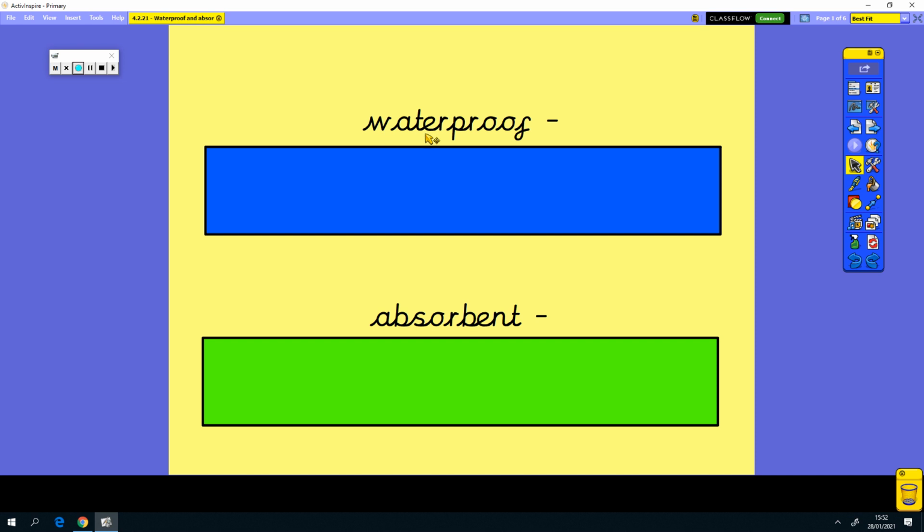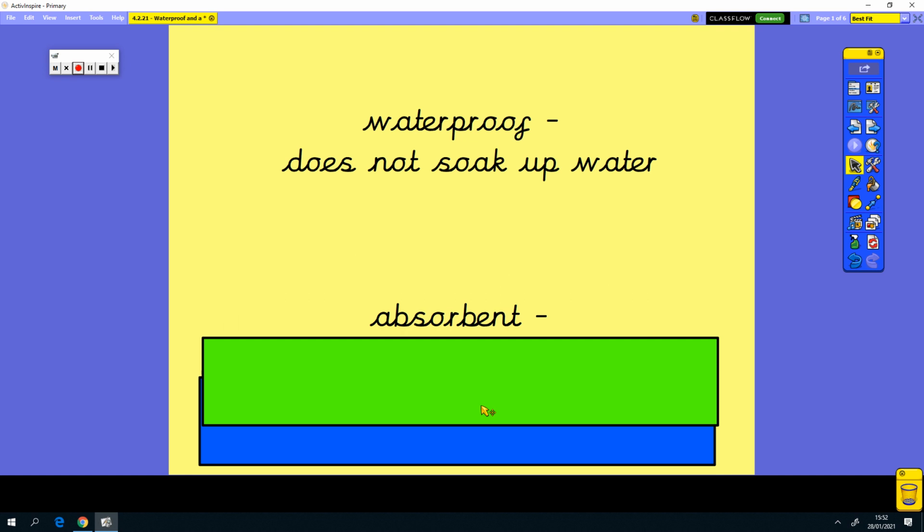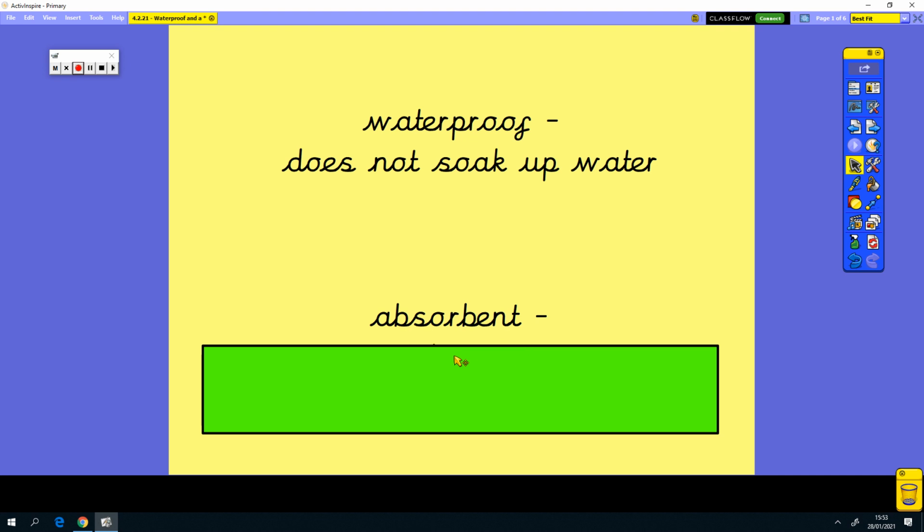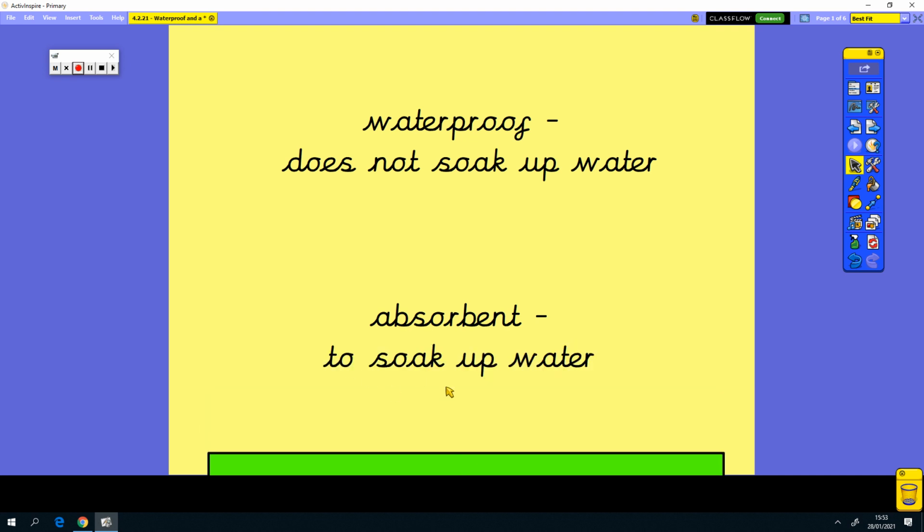So the word waterproof means does not soak up water. Were you right? The word absorbent, that means to soak up water. So the words waterproof and absorbent are opposites. Waterproof does not soak up water, and absorbent, to soak up water.